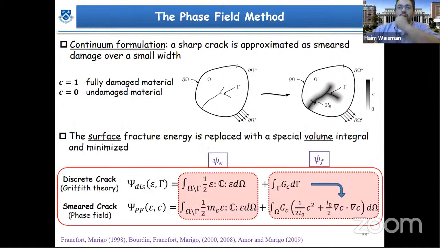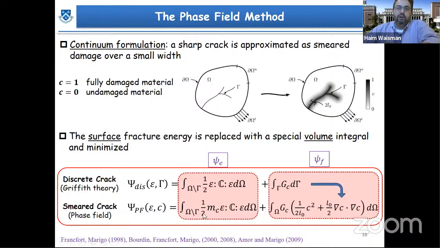Originally this method was designed to approximate fracture mechanics. If we consider the standard discrete crack theory or Griffith theory, we will see that the total Helmholtz free energy in this model is the strain energy stored in the system, plus the surface energy, and this is the strain energy release rate that I talked about previously.